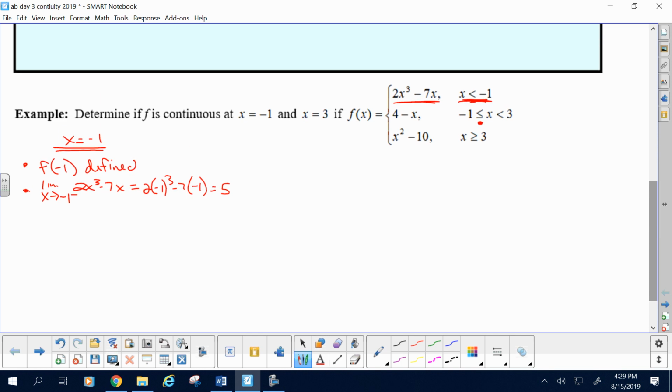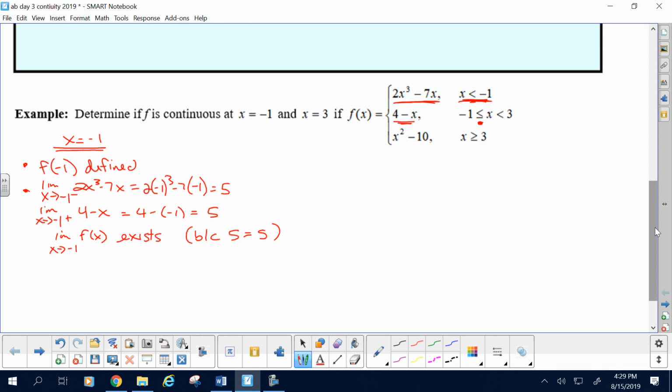From the right, the limit as x approaches -1 from the right. Well, that's above -1, so it uses this branch, 4 minus x. That's 4 minus -1, that's 5. And so the two-sided limit, I'm just going to call this f of x because it's both branches, exists because the two one-sided limits are the same.